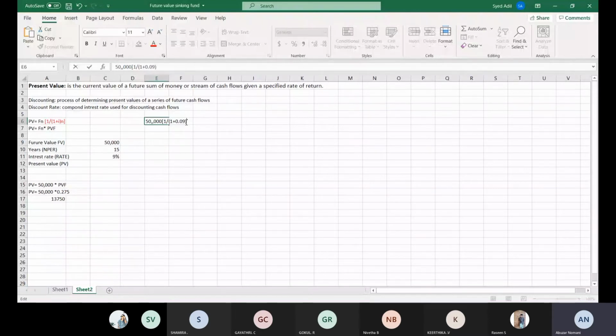Then we have to put the number of years we are going to invest, how many years after which we are going to receive it: 15 years. So this will be the value. When we solve this, we will get the answer. Anyone from you can calculate with your calculator. Let's see what is the value of the amount in the brackets.